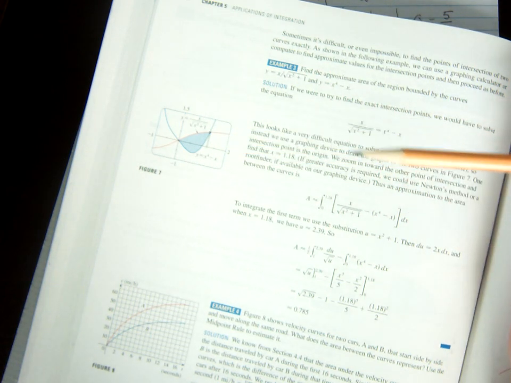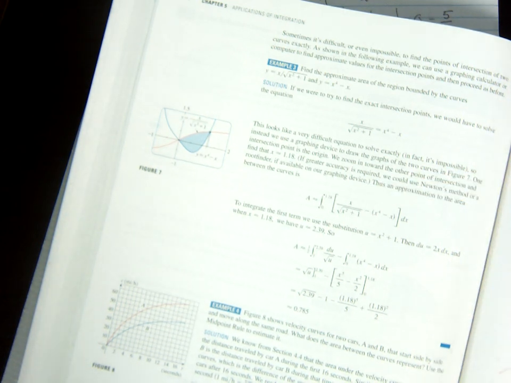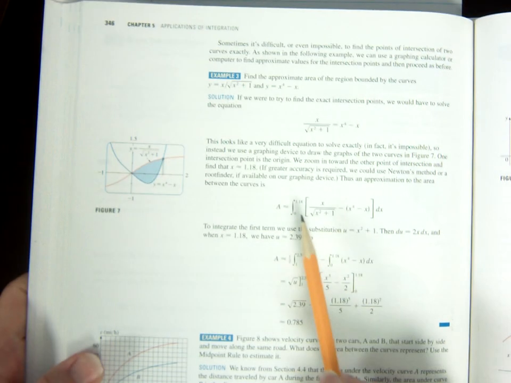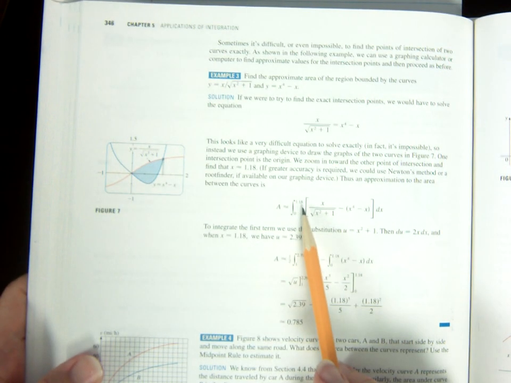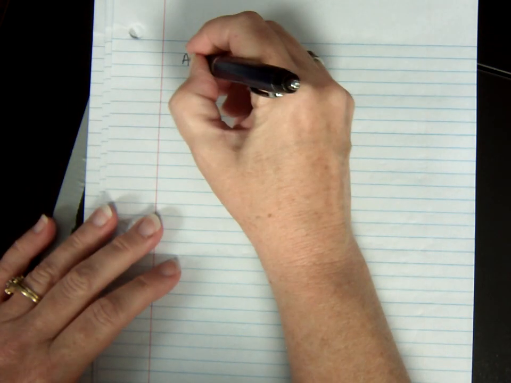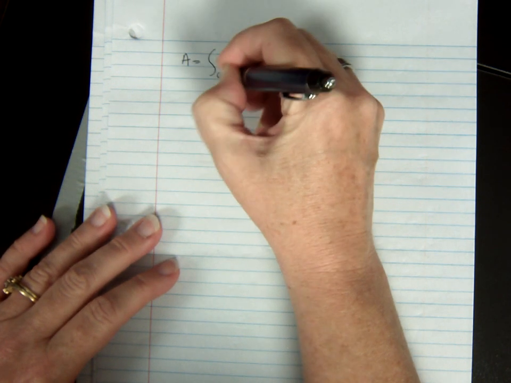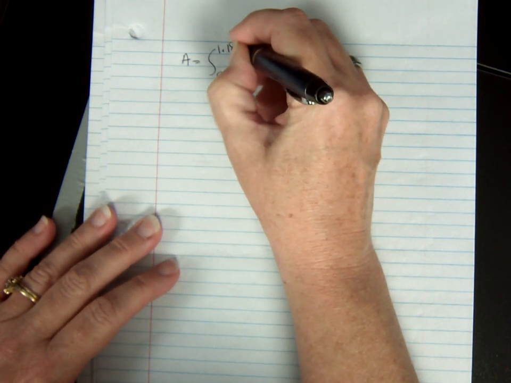Now I want to get an approximation as close as possible so that I can get a good result for my area. So let's take a look at what the book says we'll find about 1.18. So 1.18 is the number that we're going to use. Let's look at the area between 0 and 1.18.